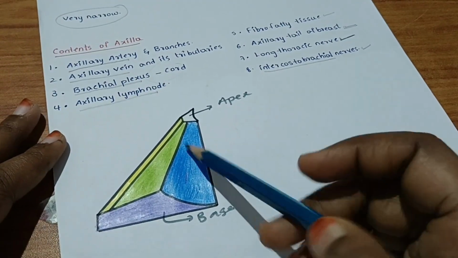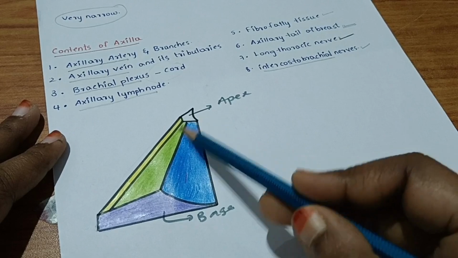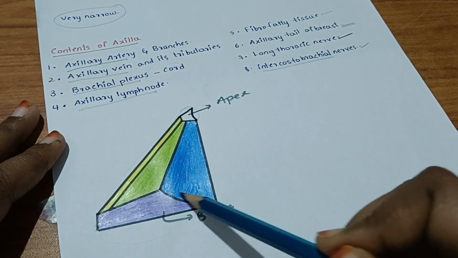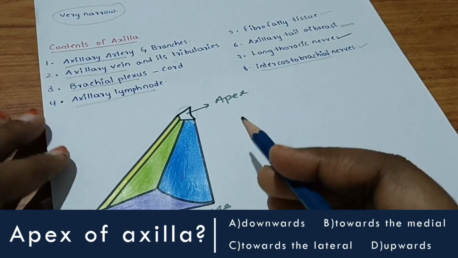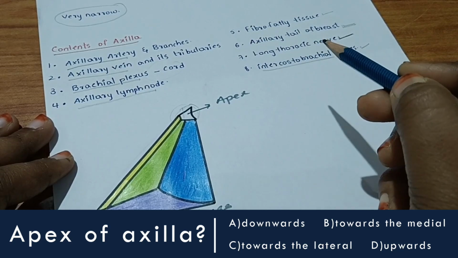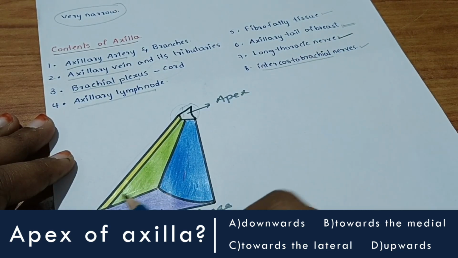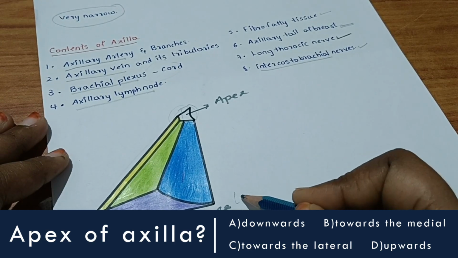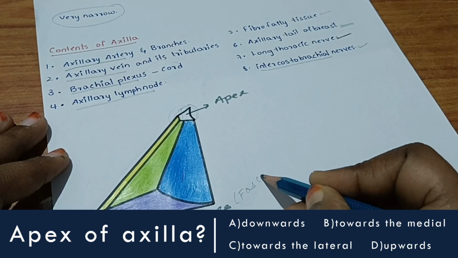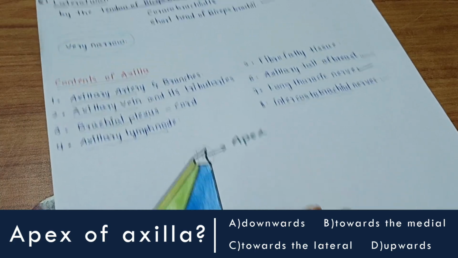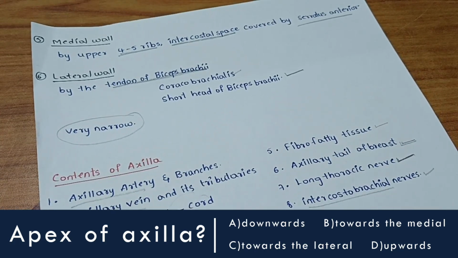As I said, it is a pyramidal shape containing an apex, a base and four walls. The apex is directed upwards, and the base is directed downwards. The base is formed by what? Fascia. It is formed by fascia, directed downwards. This is the axilla and its contents.